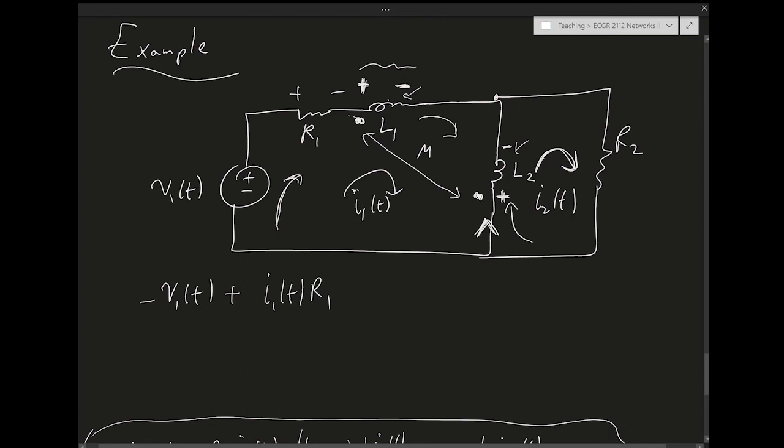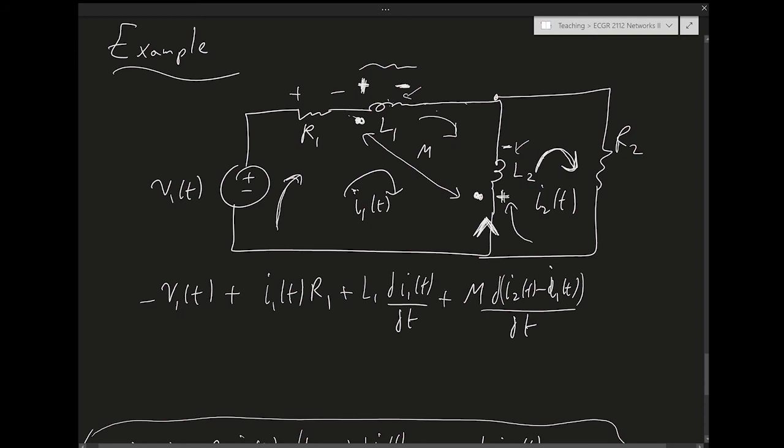So now I have the self term, plus L1 di1(t)/dt, right? But then I need to add the mutual term. So this is going to be M d(i2(t) minus i1(t))/dt, and then I want to determine the sign. So I2 minus I1 is going in this direction, it's going into the dot, and the voltage polarity matches the voltage polarity. This is going to be positive.